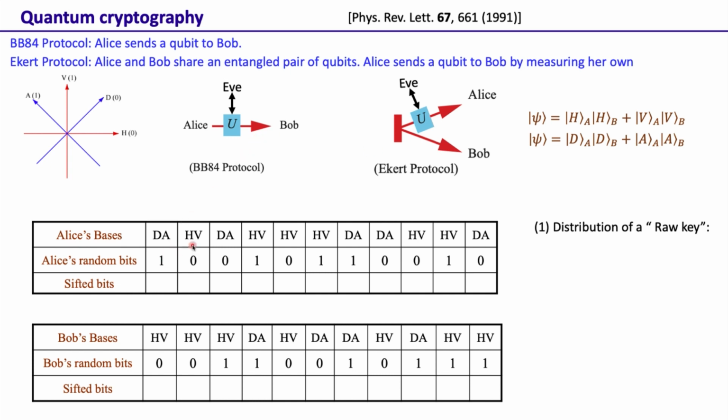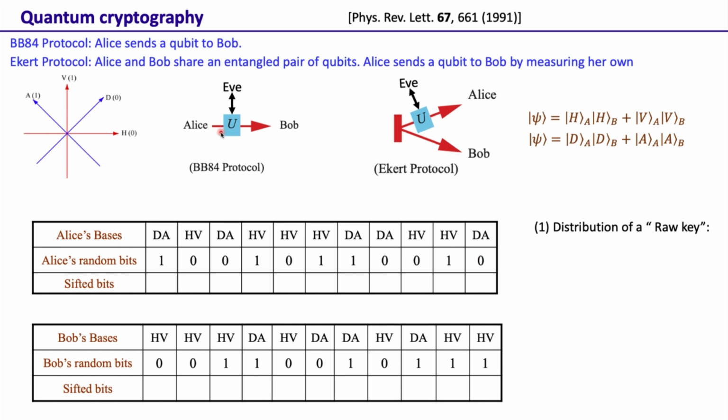Next time Alice decides to send a photon in the horizontal vertical basis, and in the Eckert protocol it would mean that Alice decides to make the measurement in the horizontal vertical basis the second time around. In that basis Alice decides to send a 0, that means a horizontally polarized photon, and so on. So Alice decides her basis randomly, and in that basis she decides her bits also randomly, whether she wants to send a 0 or a 1. These are Alice's random choice of basis, and these are Alice's random choice of bits.